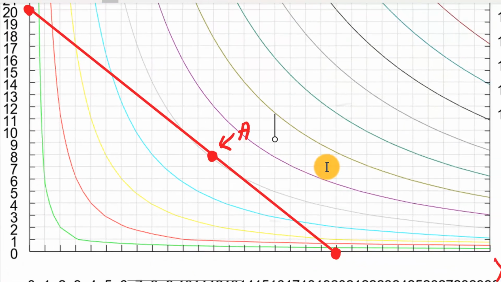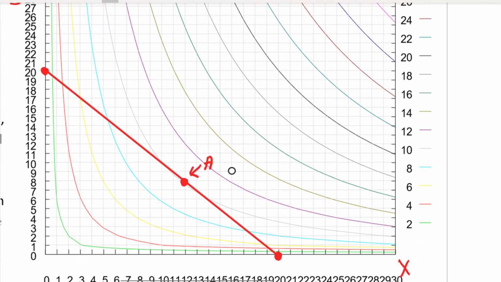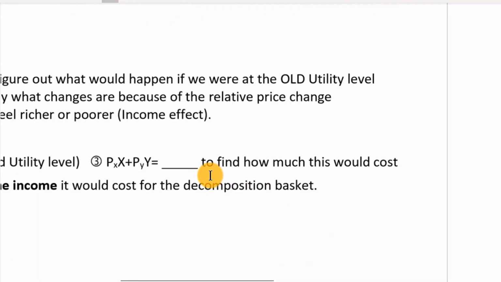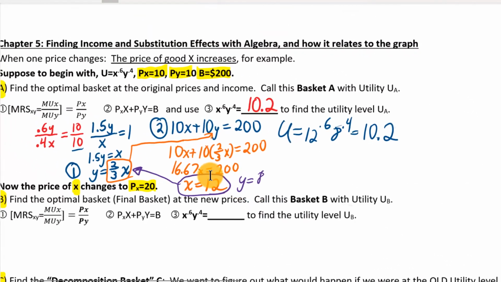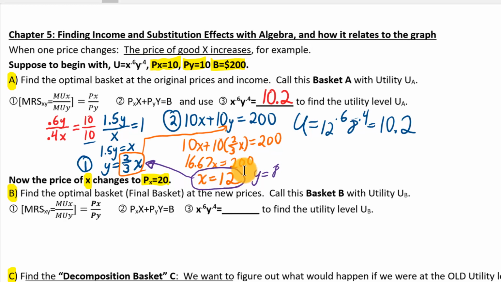Now our point on our budget line is going to be a little bit beyond this gray indifference curve. If we look at the legend, the gray indifference curve is for 10 utils, and that means that at this point A, this person should be able to get a little more than 10 utils. And that's what we found. We found that this person should be able to get 10.2 utils by buying 8 y's and 12 x's. Everything looks good there. So that's problem A.